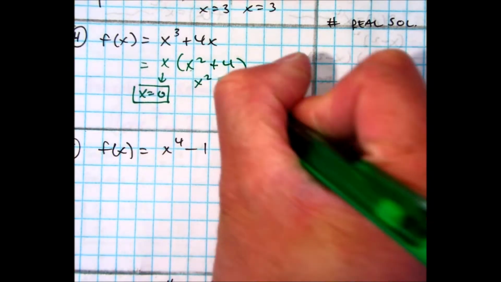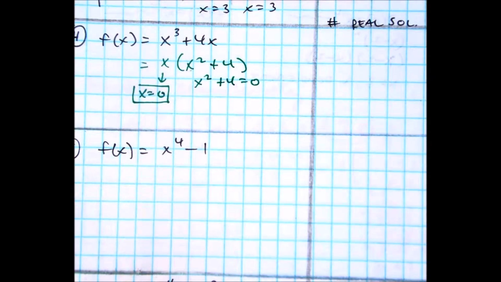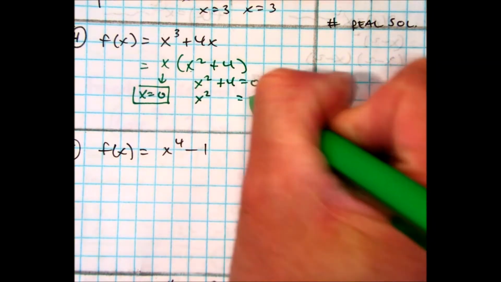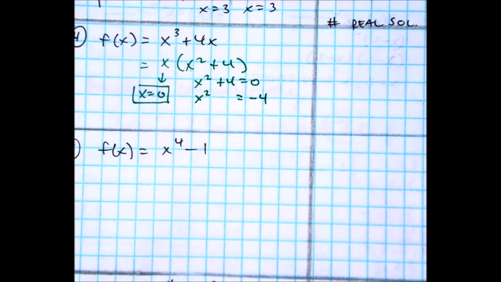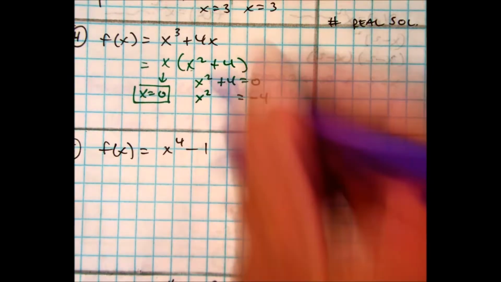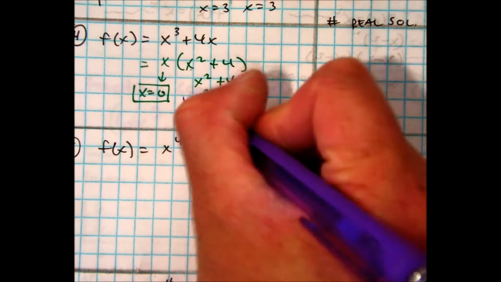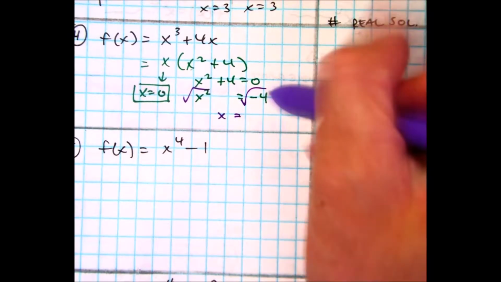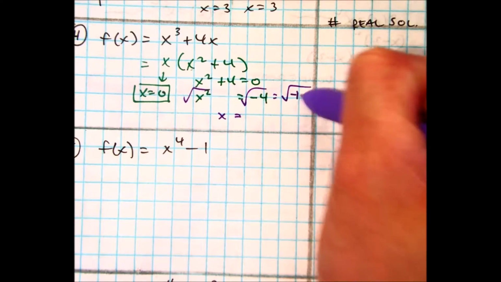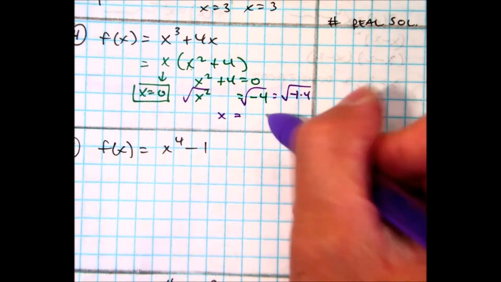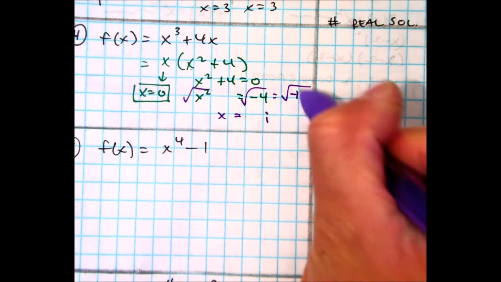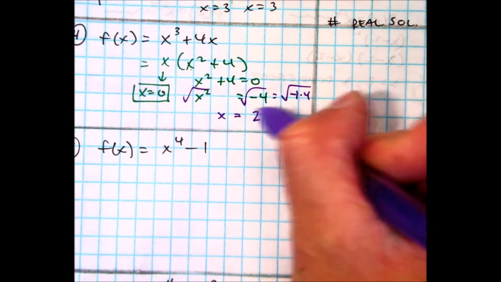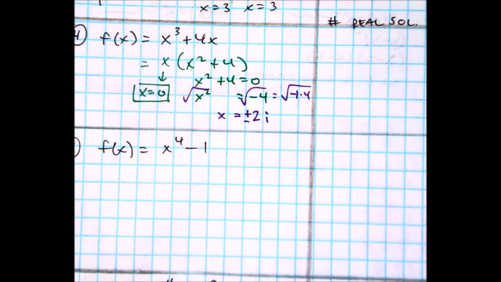This is going to be x squared plus 4 equals 0. I'm going to subtract 4 from both sides. X squared equals a negative 4. Here, to get rid of the power of 2, I'm going to take the square root of both sides. Remember, here this is negative 1 times 4, and the square root of negative 1 is i, the square root of 4 is 2, and when you take the square root of an equation, it's plus or minus.